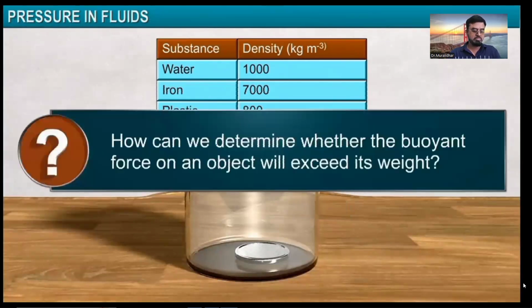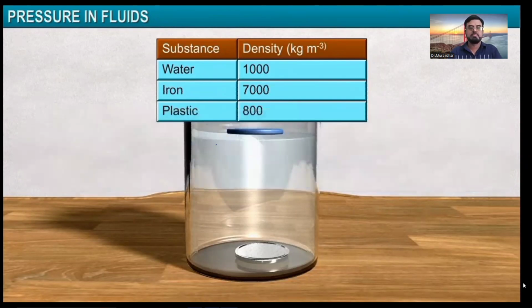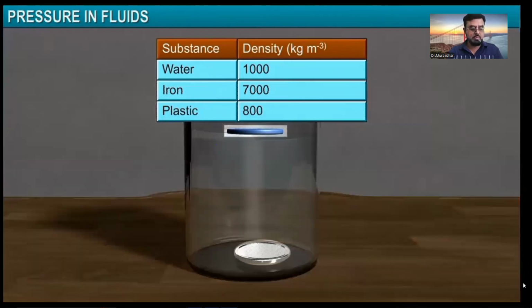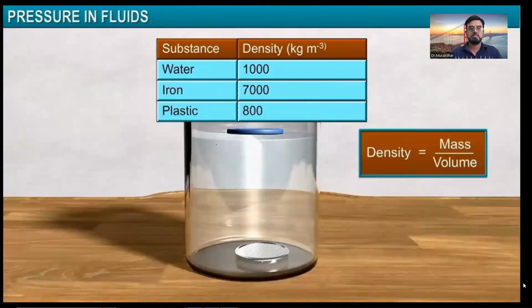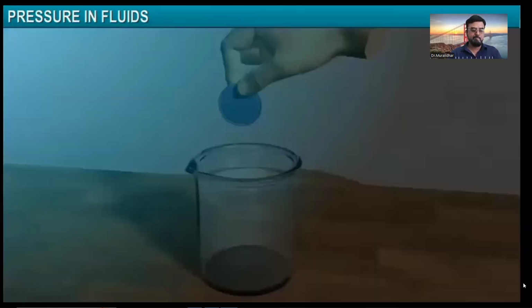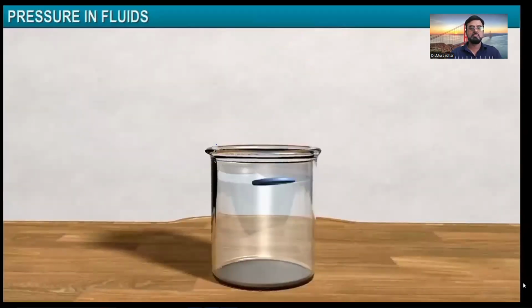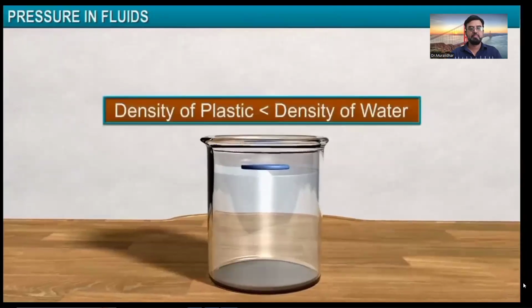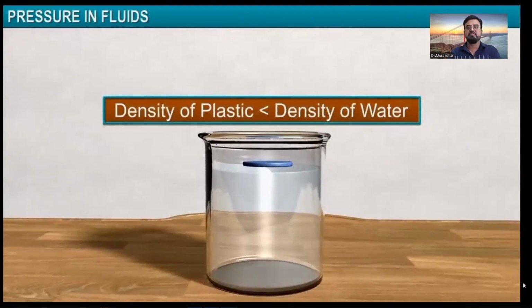So, how can we determine whether the buoyant force on an object will exceed its weight? The magnitude of this buoyant force depends on the density of the fluid. Therefore, the floating and sinking of objects in water depends on how the density of the object compares with the density of water. The plastic coin floats in water because the density of the plastic coin is less than the density of water.